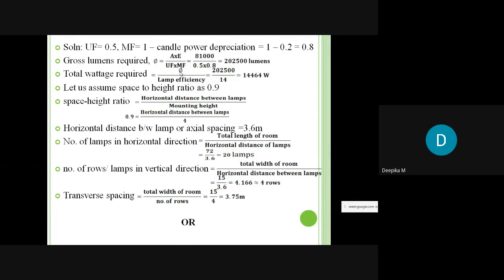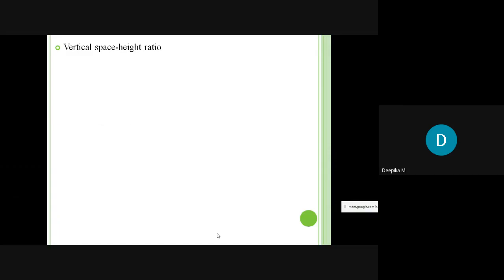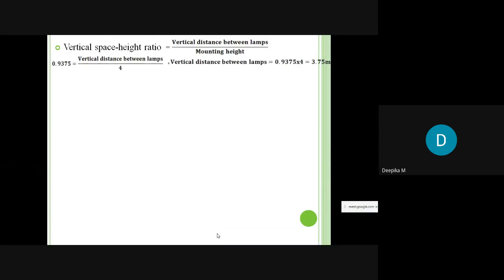Or we can calculate in this method, or we can go with another method also. Let us assume, so this is something like horizontal space to height ratio, and we can also assume vertical space to height ratio, which is nothing but 0.9375. So vertical space to height ratio is nothing but vertical distance between the lamps divided by mounting height. So therefore vertical distance between the lamps can be calculated 0.9375 into 4, you will get the answer 3.75 meter. Next, number of lamps can be calculated by this formula, total width divided by vertical distance, which is nothing but 15 by 3.75. You will get the answer 4 lamps.